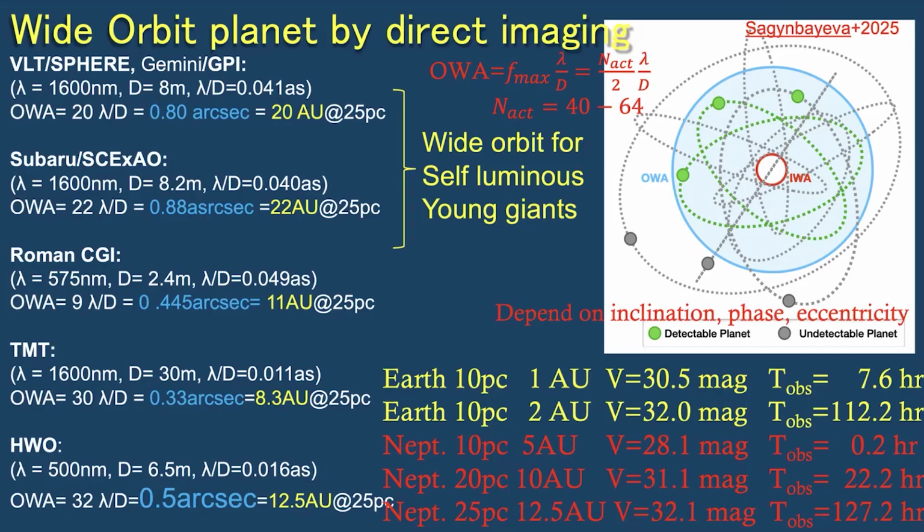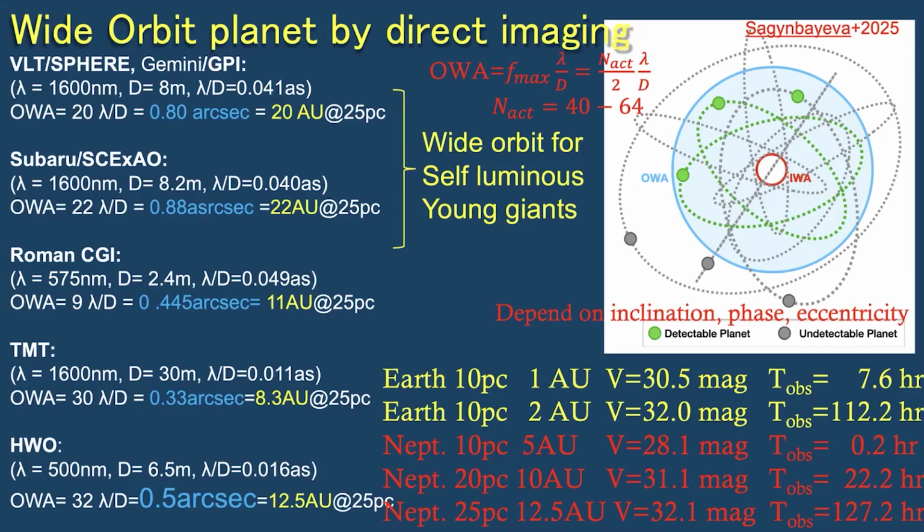The planet can be detected between the inner and the outer working angle. The outer working angle of HWO is not fixed, but it's about 0.5 arcseconds. So HWO can detect Earth at 1 AU at 10 parsecs. But in the case of Earth, it's limited to about 1 AU or less than 2 AU, not only because of the outer working angle, but because of its faintness. If we go wider, the reflected light gets significantly fainter.